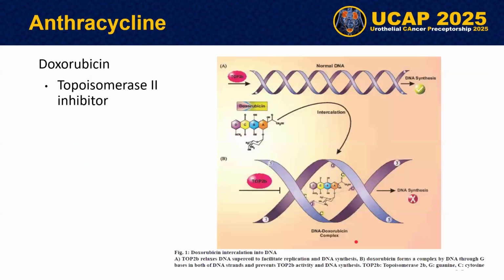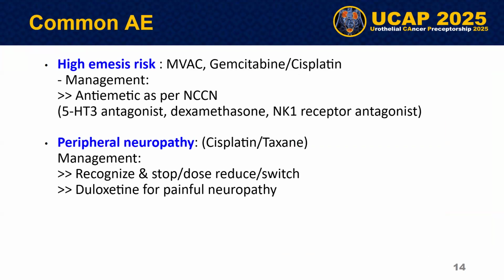Next, anthracycline, doxorubicin. Doxorubicin is a topoisomerase 2 inhibitor. And you can see here, topoisomerase actually helps to relax supercoil of DNA to facilitate replication and DNA synthesis. So doxorubicin binds to the topoisomerase 2 structure, causing the replication and synthesis process to halt and leading to cell death as well.